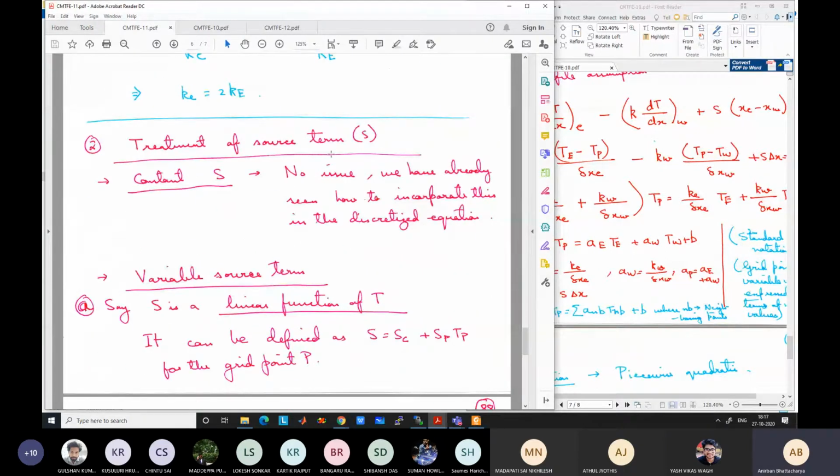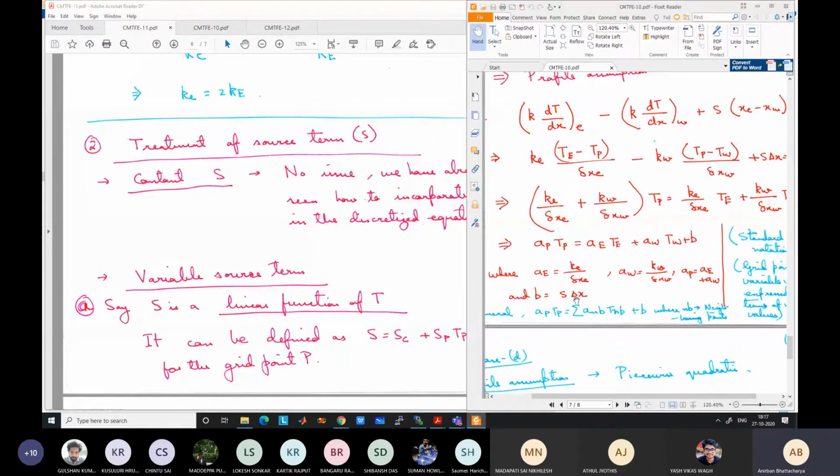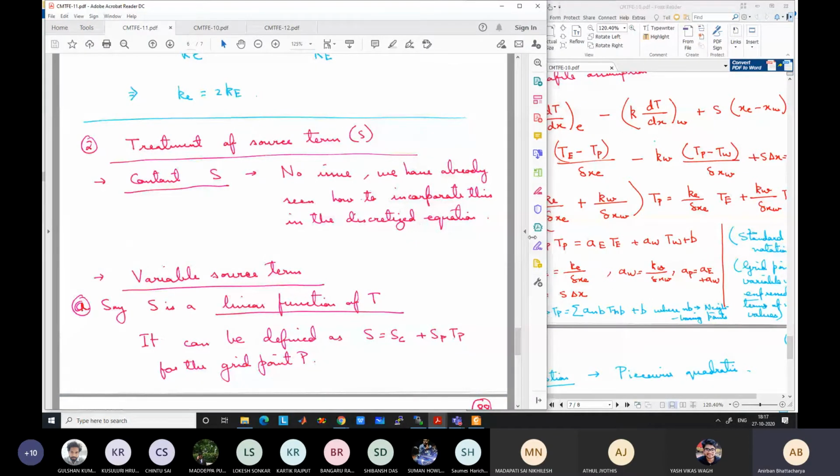The second thing that we had discussed was treatment of the source term S. For a constant source term, there is no issue. We can just write B equals S into delta X, like what we have done here. And just reduce it slightly.